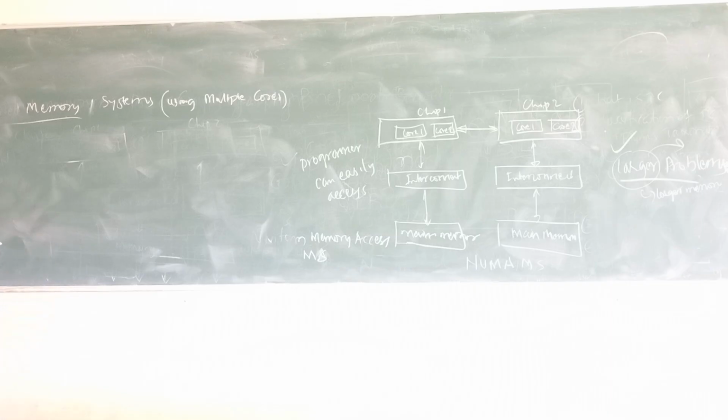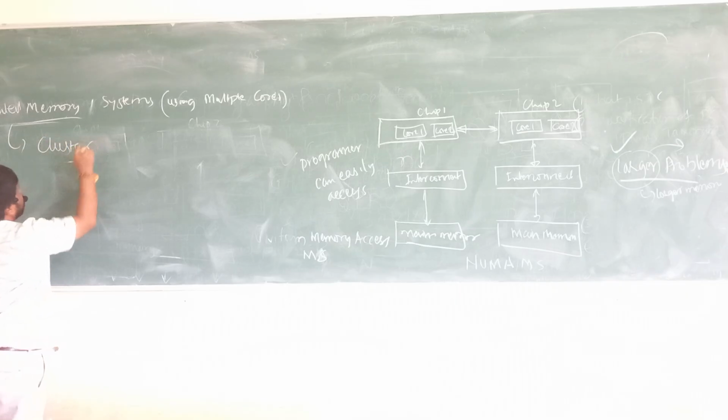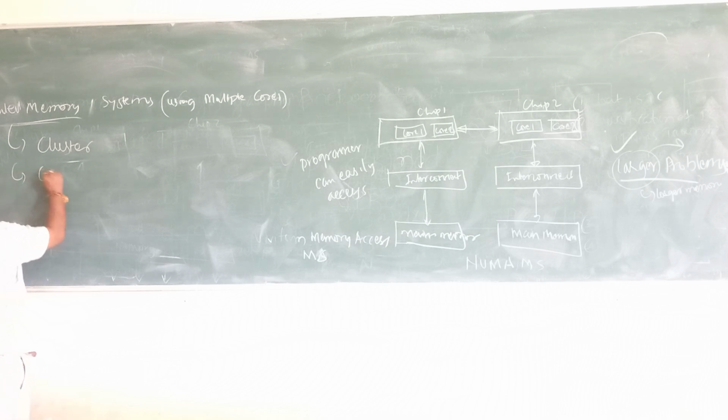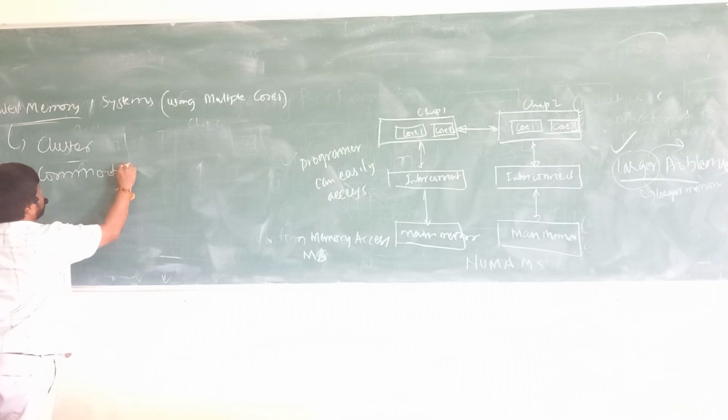Distributed memory systems using multi-core systems are usually called cluster type. The cluster type is composed of a collection of commodity systems, usually commodity systems.